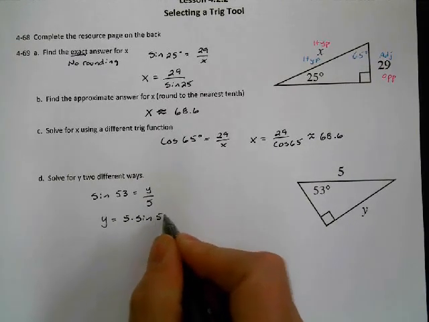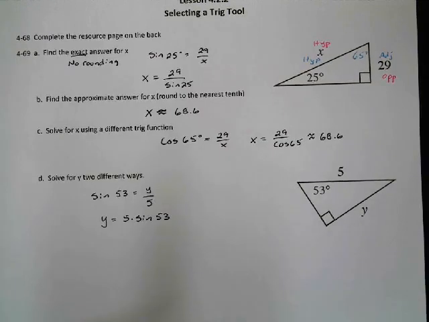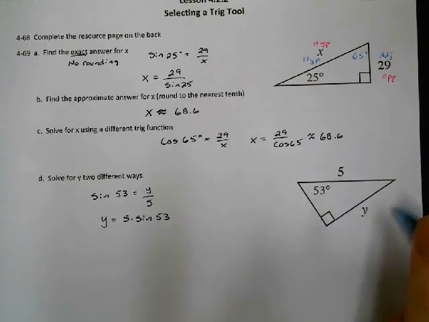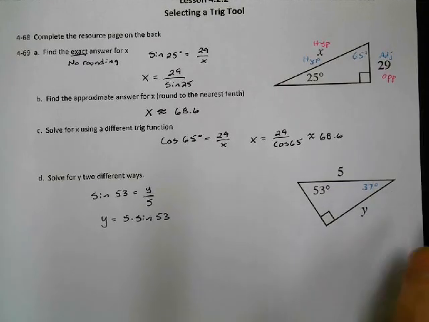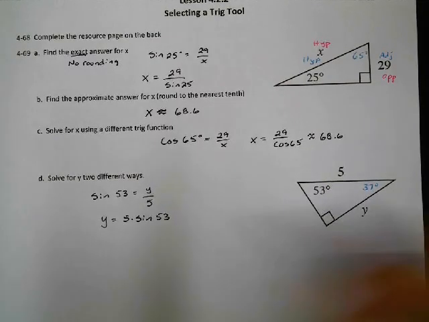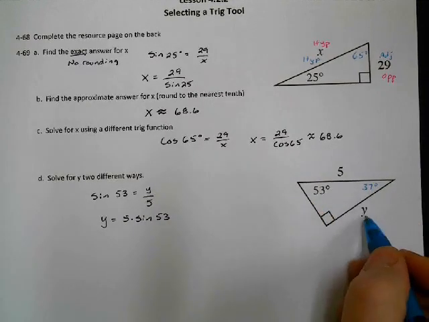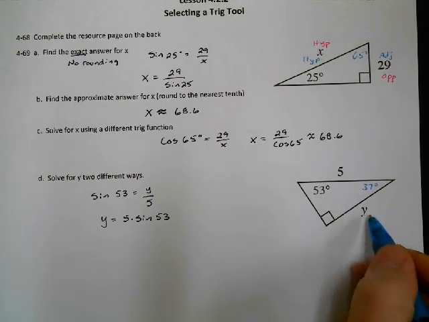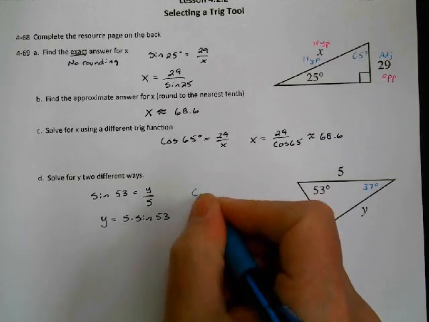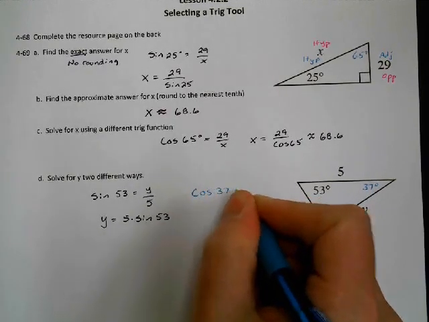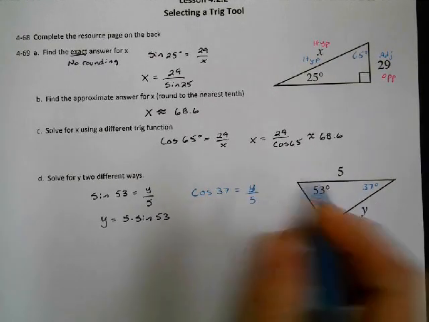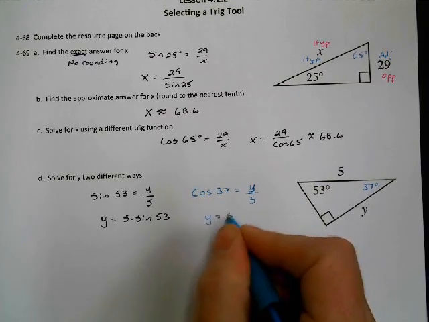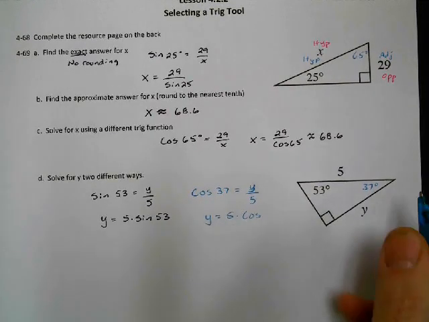The other way to solve it is to use the complement. So what is the complementary angle to this one? That would be, what, 37? Do those add up to 90? Yeah, they add up to 90. So the other way to solve this one is to use the cosine of 37, because now I have the adjacent and hypotenuse. So the cosine of 37 is equal to y over 5. That was a bad y. There you go. So we would get y is equal to 5 times the cosine of 37.